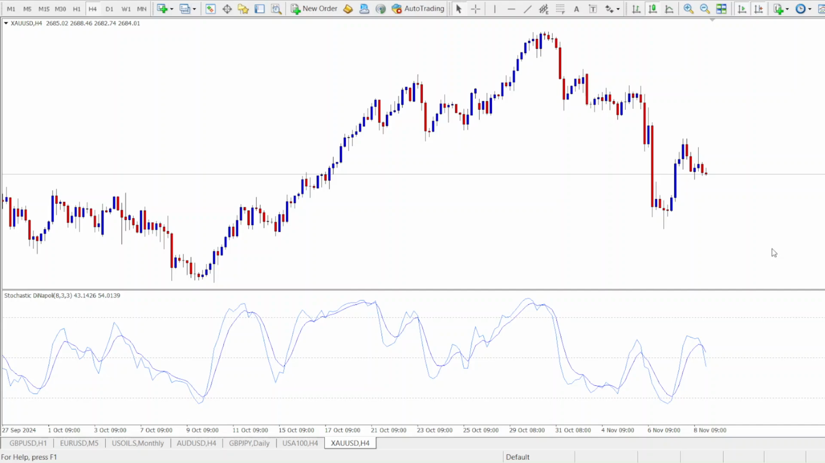All right. So the Dinapoli stochastic indicator, as we can see, this is how the indicator looks. It's quite different from the standard stochastic oscillator. This is a custom indicator, so if you want to make use of it, you might have to download it from a reputable source online. I downloaded this indicator and then I added it to the chart. So you would have to download it as well if you want to make use of it.